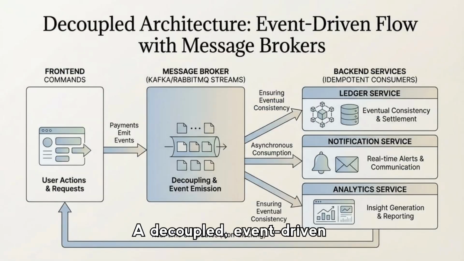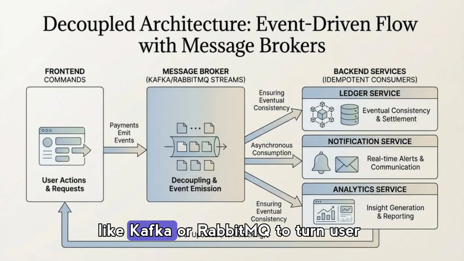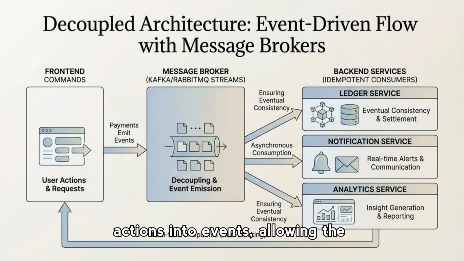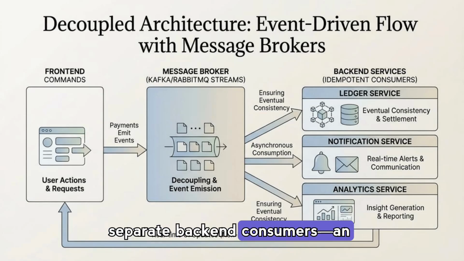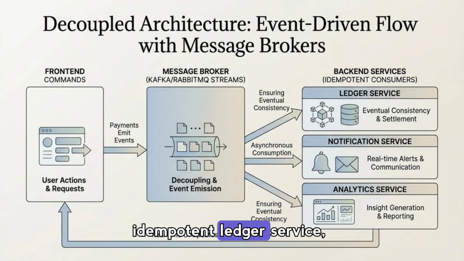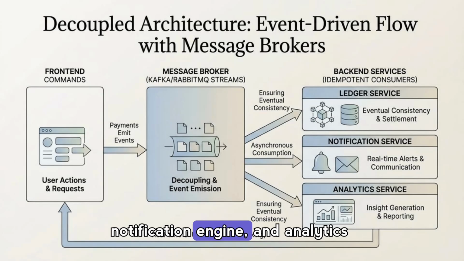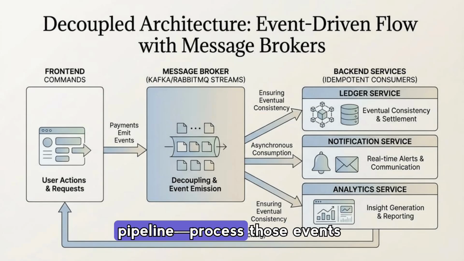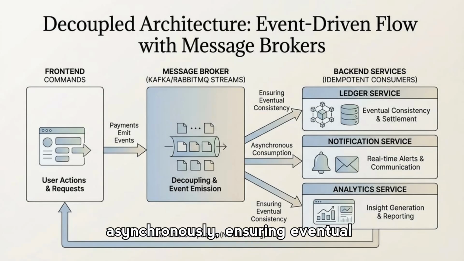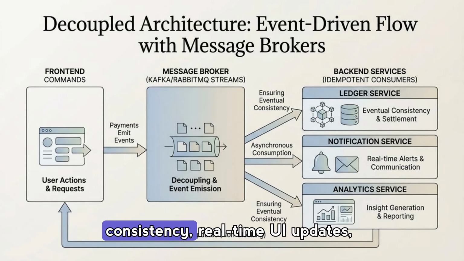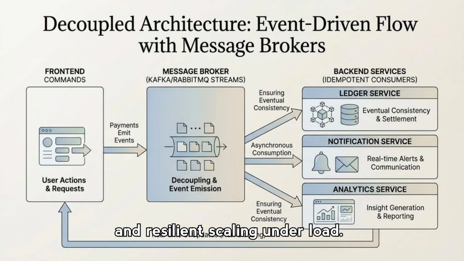A decoupled, event-driven architecture uses message brokers like Kafka or RabbitMQ to turn user actions into events, allowing the front end to emit non-blocking payments or state changes while separate backend consumers, an idempotent ledger service, notification engine, and analytics pipeline process those events asynchronously, ensuring eventual consistency, real-time UI updates, and resilient scaling under load.